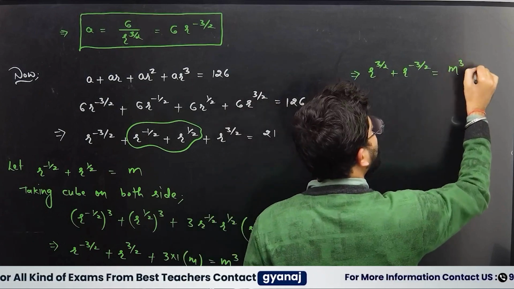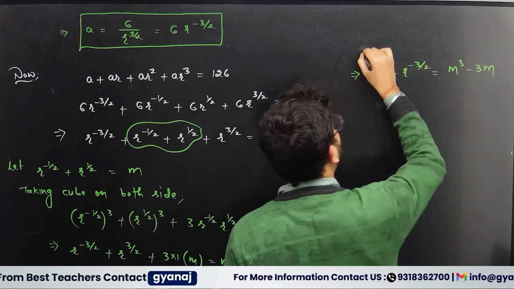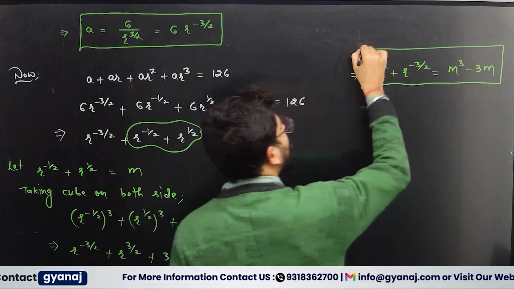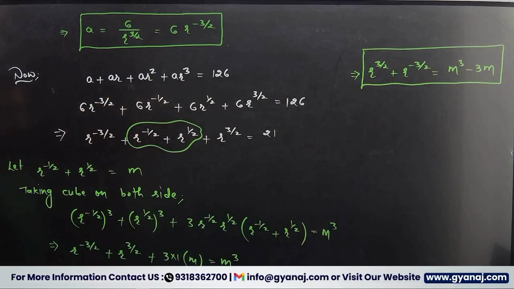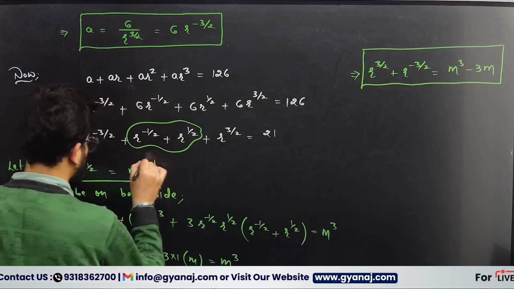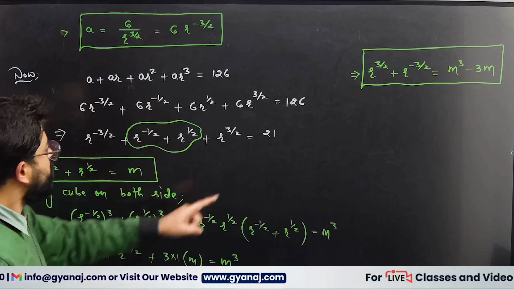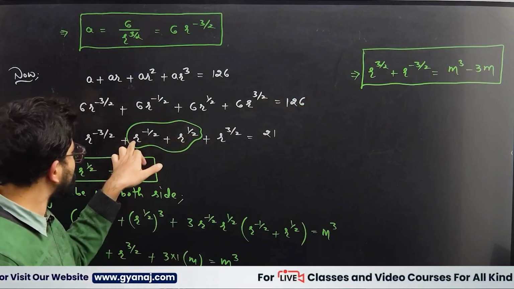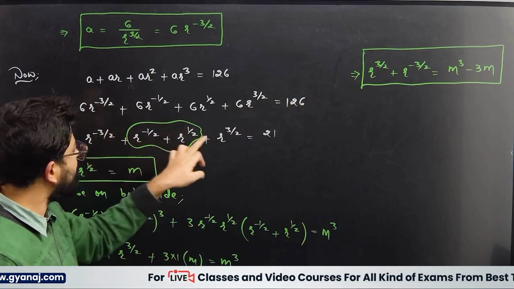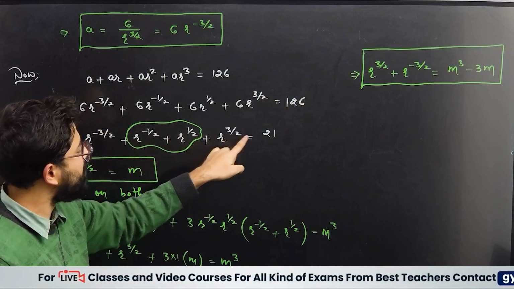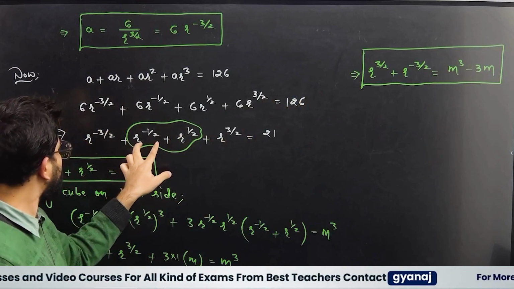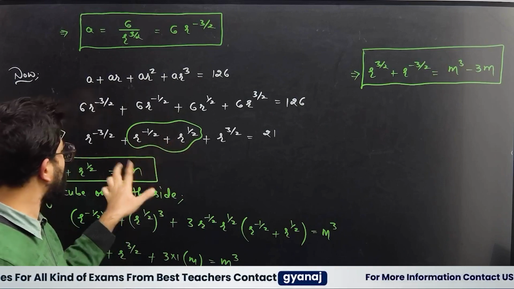m cube minus 3m. Okay, that's the thing. So now, sir, just put these two values in this equation. r power minus 3 by 2 plus r power 3 by 2, that is m cube minus 3m, and this is r power minus 1 by 2 plus r power 1 by 2, which is m.